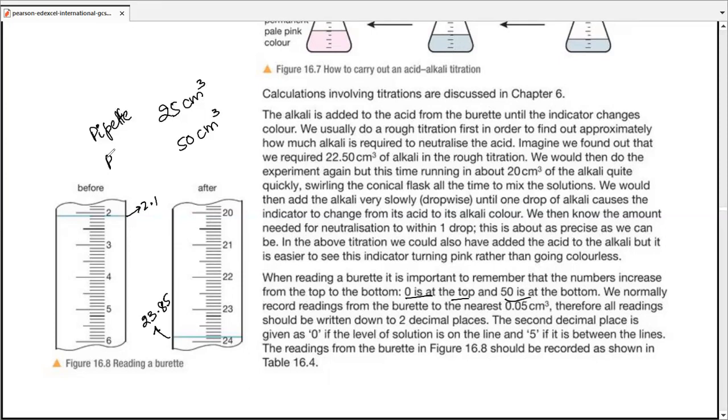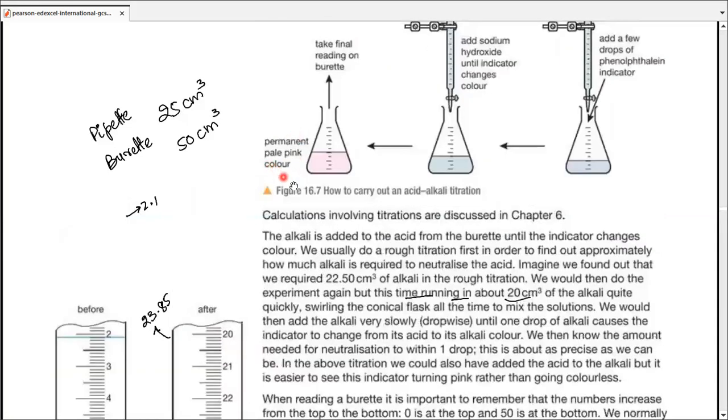When do you know when to stop letting the unknown solution drop into the flask? Pretty simple. As soon as you have a permanent change in color. But that can be inaccurate sometimes. Yeah, it does. That's why the first titration we carry out, we call it a rough titration. And we definitely try to practice it 2 to 3 more times and we get the average value.